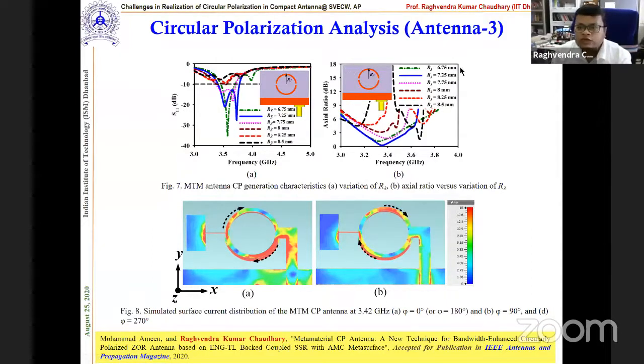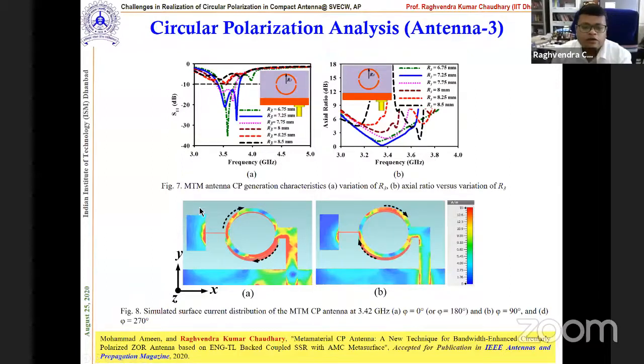Now, if you see the second curve here, the graph, we ran the simulation from 6.75, 7.25, different numbers. We kept some set of numbers. What we found is that at 7.25, at this frequency, we have a perfect 90 degree phase shift between these two orthogonal components, correct? So with this we are very confident that this radius of the ring is providing the 90 degree phase shift, correct?